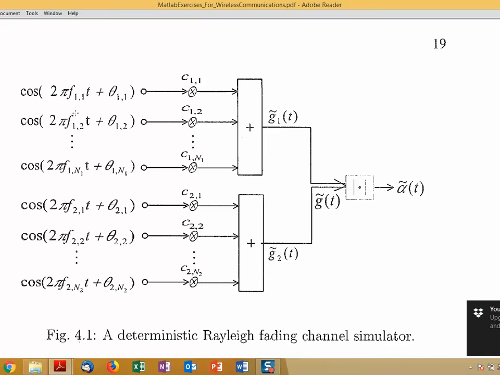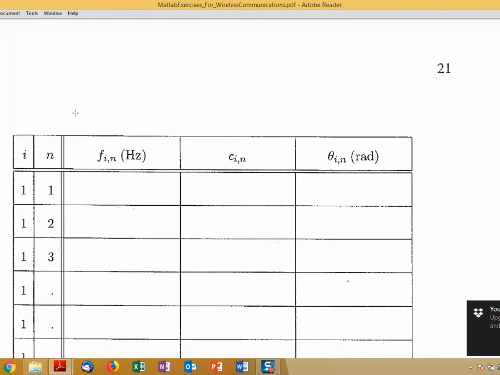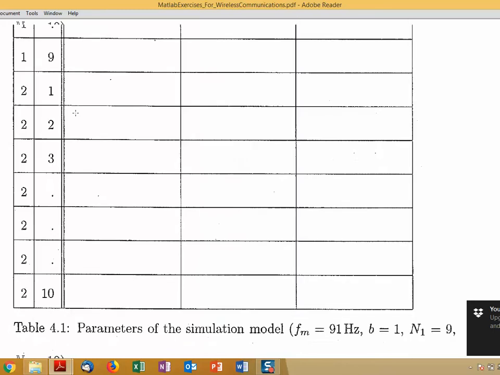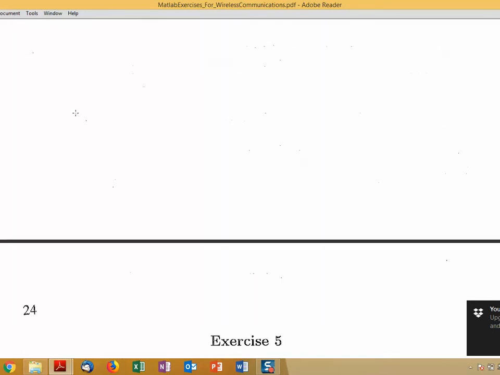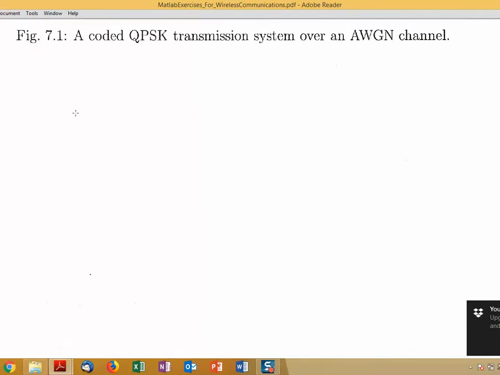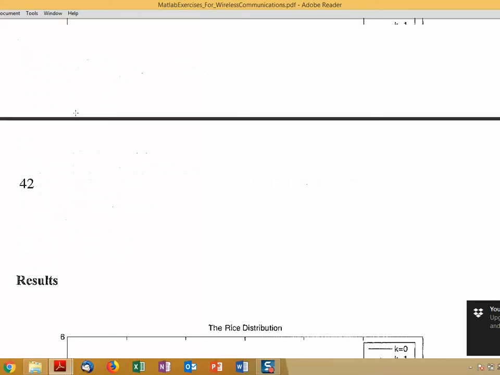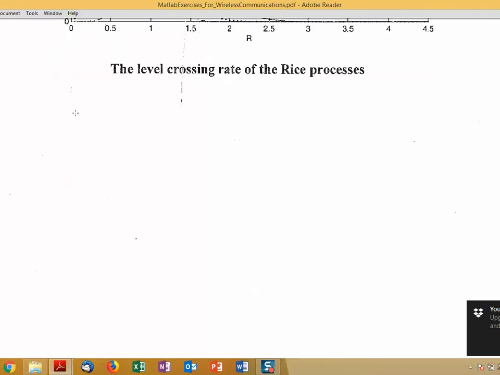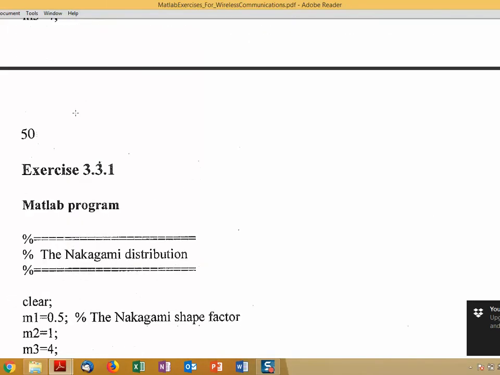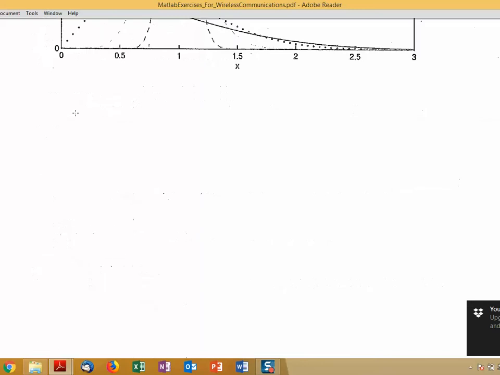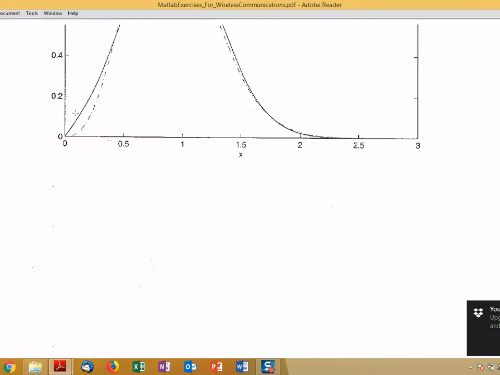I think you can read at home. Because it's quite a lot of information, I will make a copy for you. You need to calculate these parameters, and then you work on this simulator, and then you can simulate the Rayleigh channel. I think that's my lab code, the exercise.